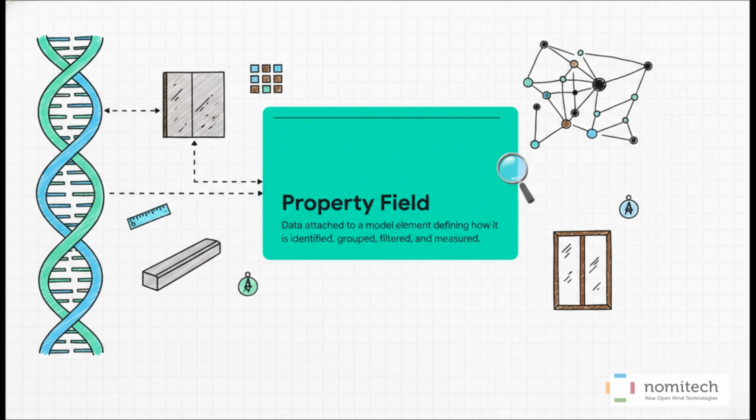And we unlock all that data using something called property fields. Now, the best way to think about these is like the DNA of the model. Every single wall, every beam, every window has these little data tags attached to it, telling you its identity, its material, its location, literally everything you need to know to measure it correctly.